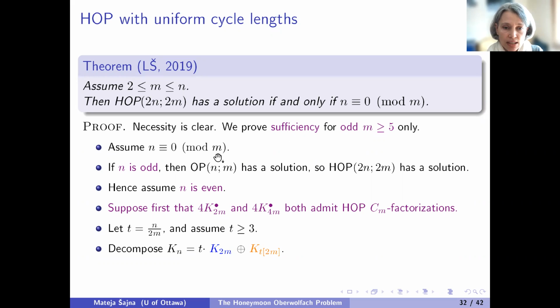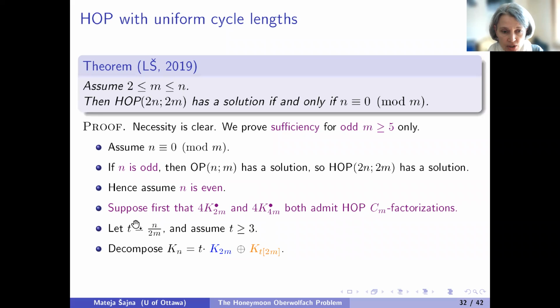So assume that M divides N. Now, in case that N is odd, then we're looking at an odd number of vertices in our fourfold Kn. And we know that in this case, OP has a solution. And so by the previous result that we've just seen, HOP with twice the cycle length has a solution as well. So it's sufficient to look at the cases where N is even, number of couples is even.